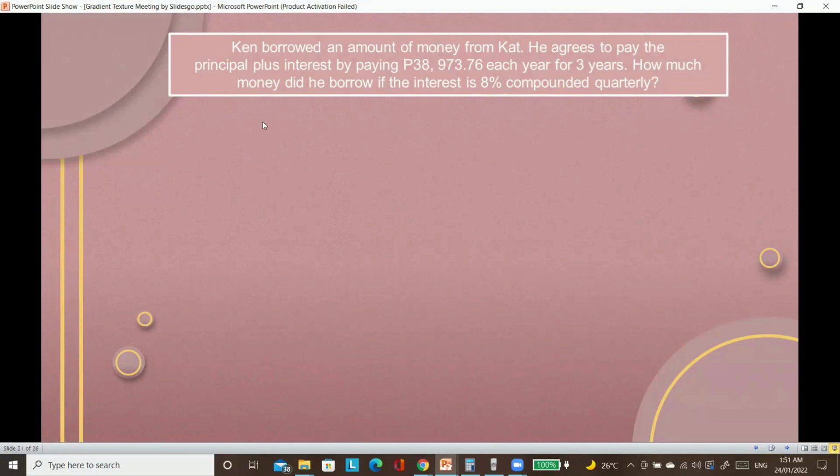So, present value ang hinahanap. Dito kasi hinahanap ay yung P. Yun yung binorrow, di ba? So, pag binorrow, P agad ang gagamitin natin.